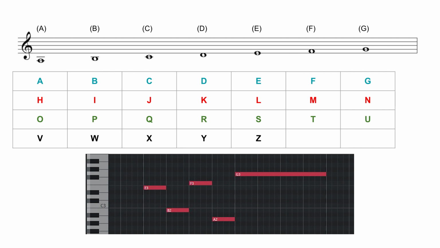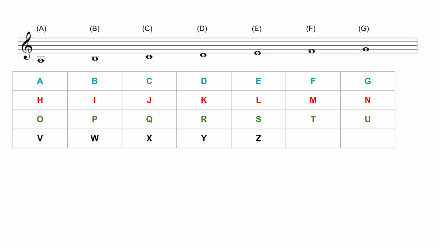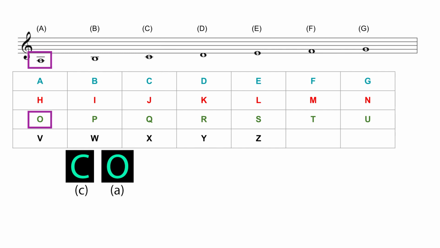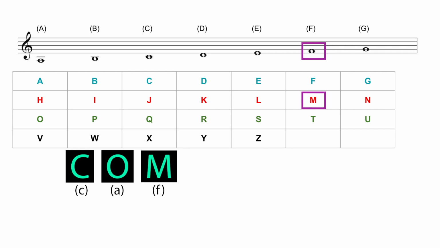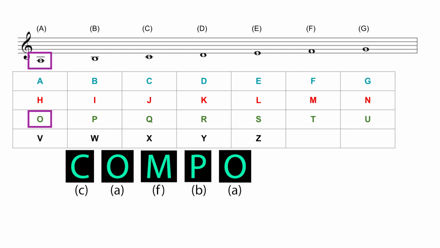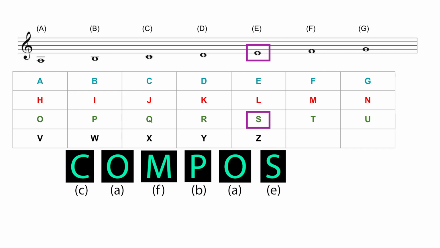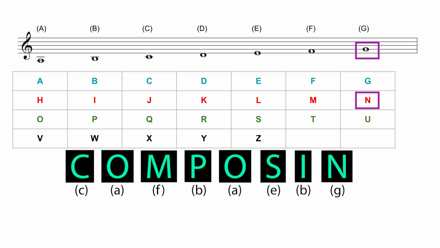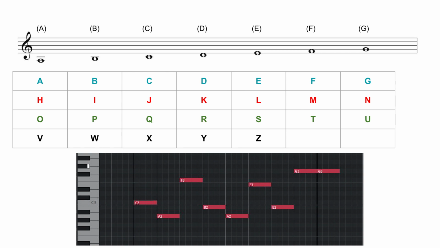That sounds okay, but let's try a new longer word. Let's see how the word composing works out. So letter C would be a C. O would be an A. M would be an F. Letter P would be a B. O and A again. S would be an E. I would be a B. N would be a G. And of course G would also be a G. So altogether, I've got the notes of C, A, F, B, A, E, B, G, and G.